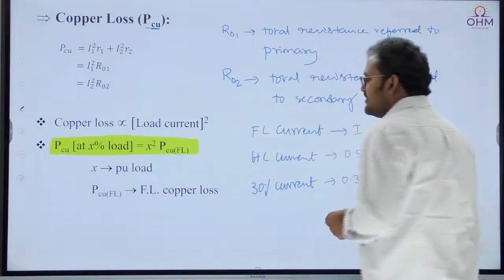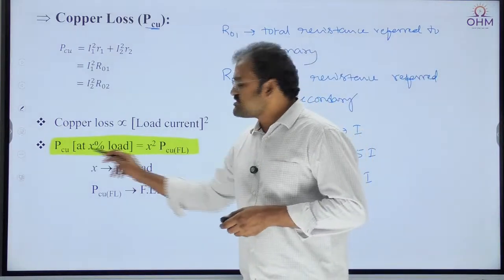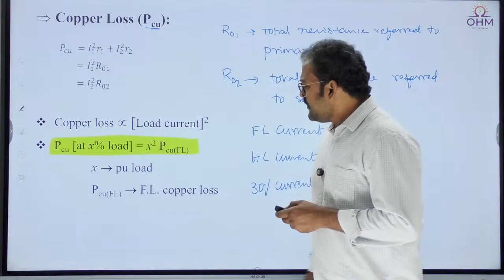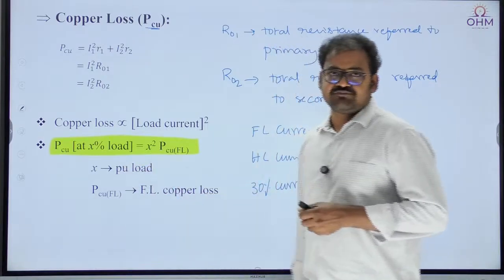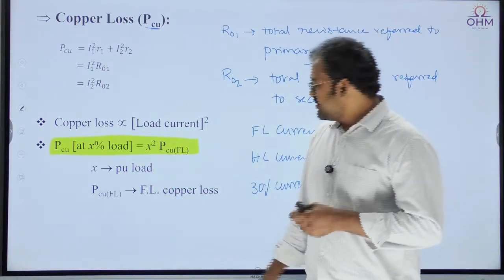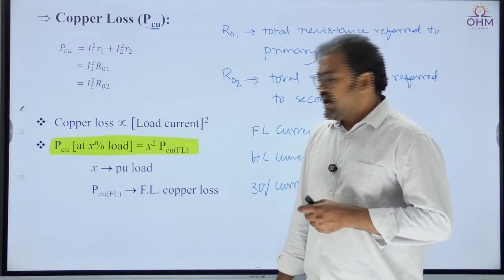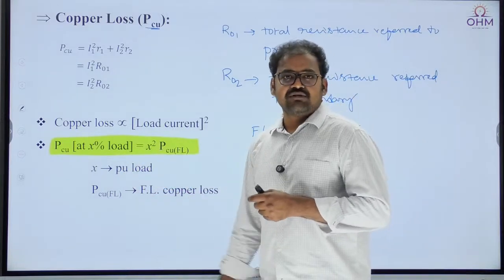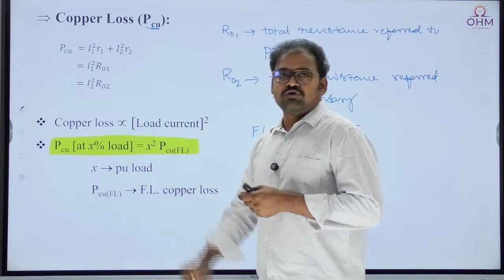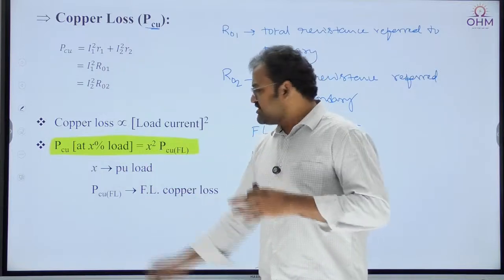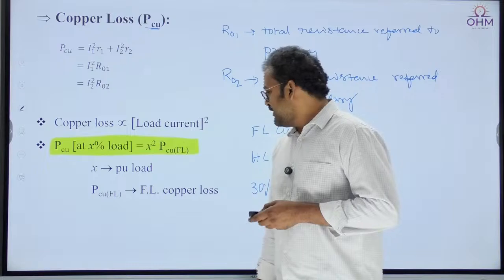So this is the copper loss at X percentage load, where X is the per unit load. If I am talking about full load, X will be equal to 1. For half load, X becomes 0.5. For 70% load, X equals 0.7. Like that, whenever the load changes, X will change.